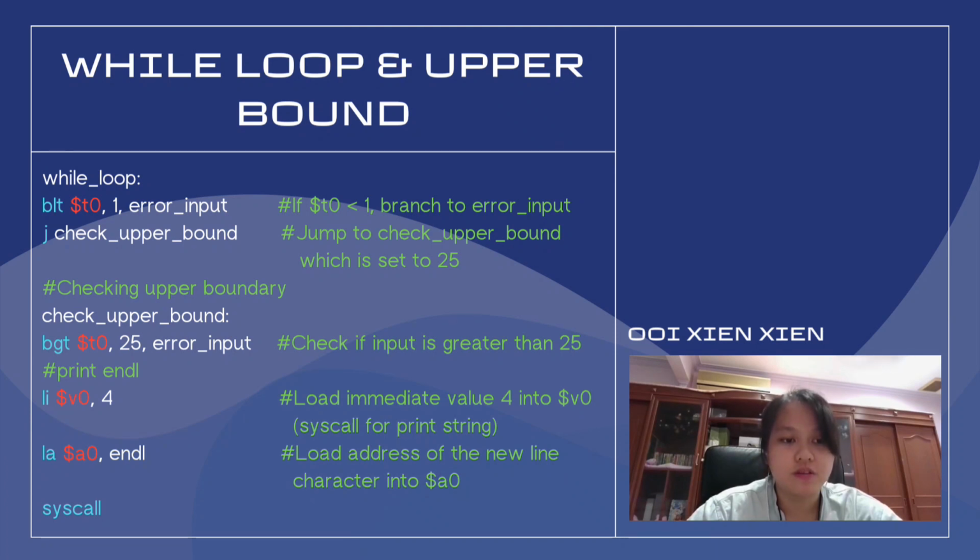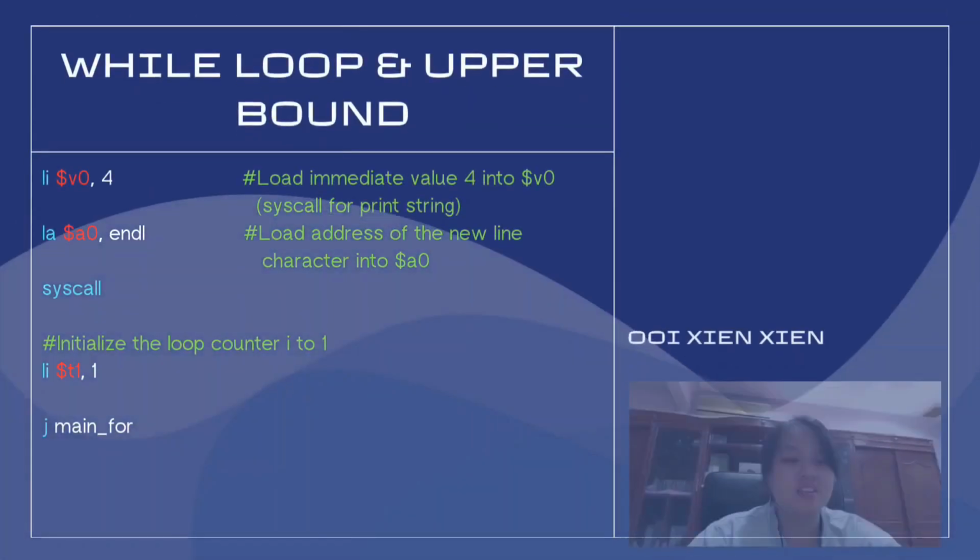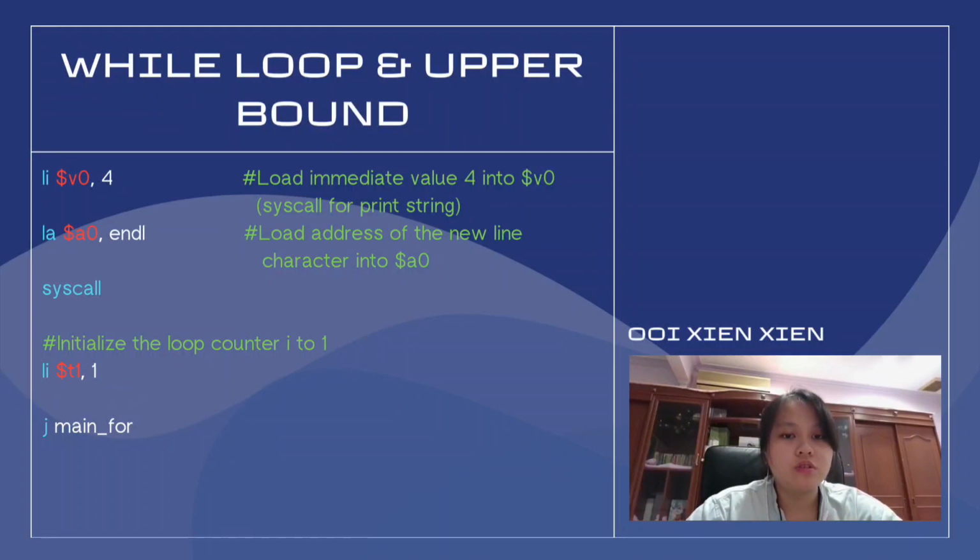If it is greater than 25, it also will print out the error message, which comes from the label of arrow input. To print out the string ENDL, we need to load the immediate value 4 into V0, because we are preparing to print out the string, and then load the address of new line character into register A0, and then do the syscall as well. And then moving on to the second slide of while loop and upper bound. So we are going to print out the new line character again. So we load the immediate value 4 into register V0, preparing to print out the string, and then load the address of new line character into A0, and then do the syscall.